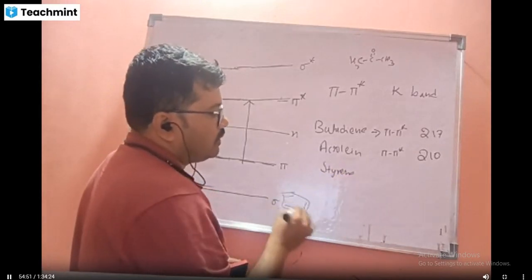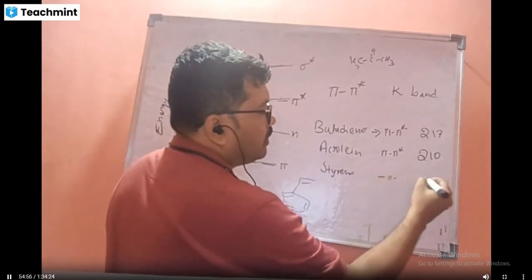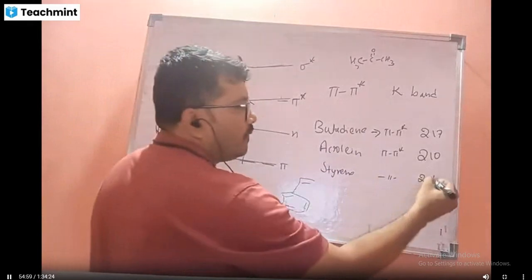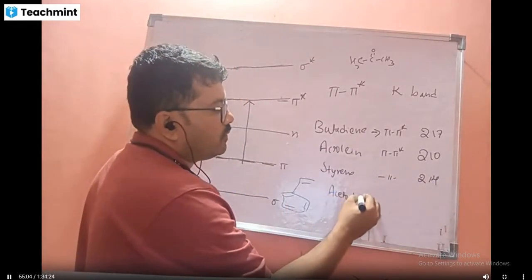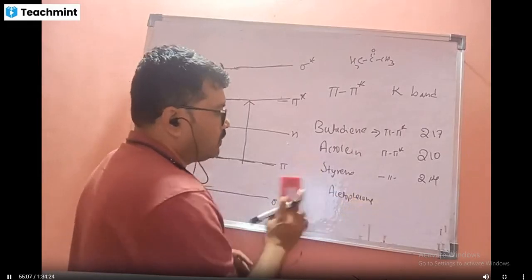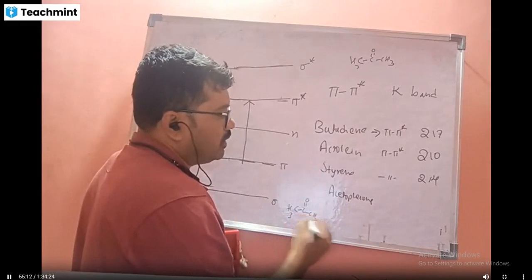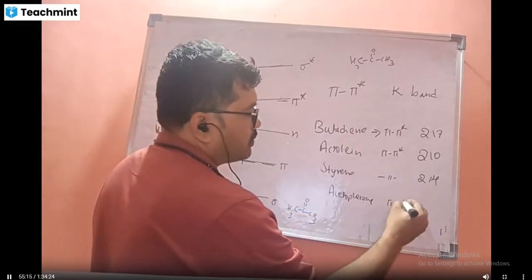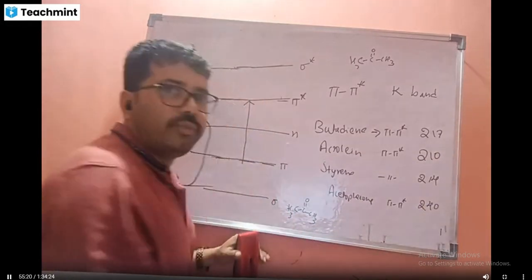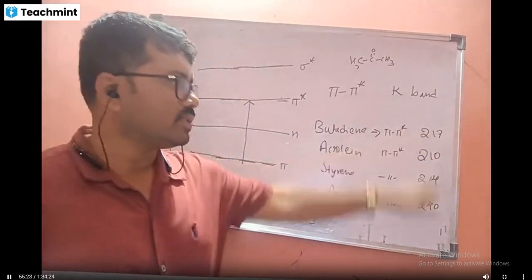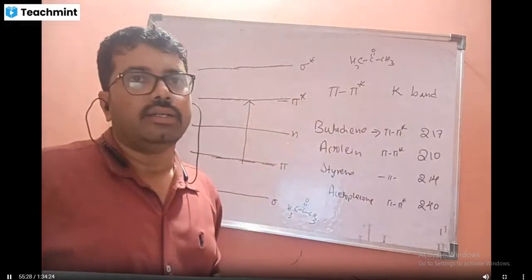Styrene, this is styrene. Acetophenone. Right? So this was the compound. CH3, CO, C6H5, acetophenone. Same pi to pi star, this also. Acetophenone, 240. So there are many examples like this that come in the UV region. So pi to pi star is also called K band.